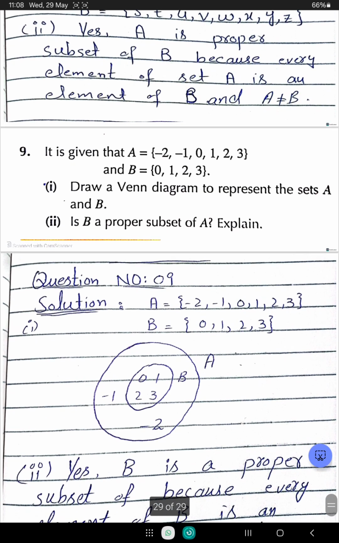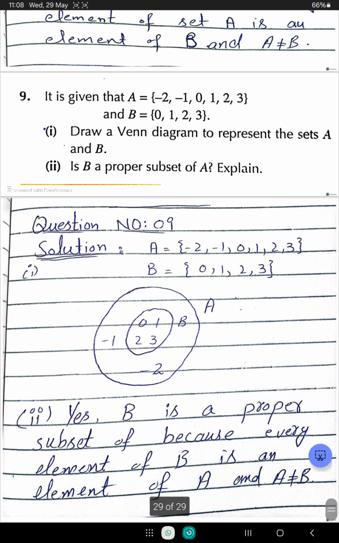Okay, last question of this exercise in your syllabus, question number 9. It is given that A contains the elements -2, -1, 0, 1, 2, 3 and B contains the elements 0, 1, 2, 3. Draw a Venn diagram to represent these sets A and B. Is B a proper subset of A? Explain.